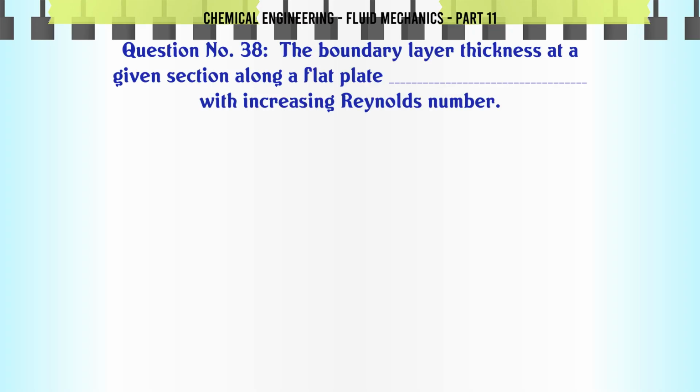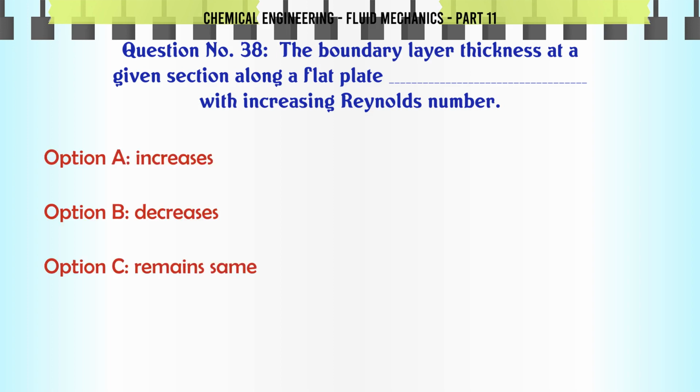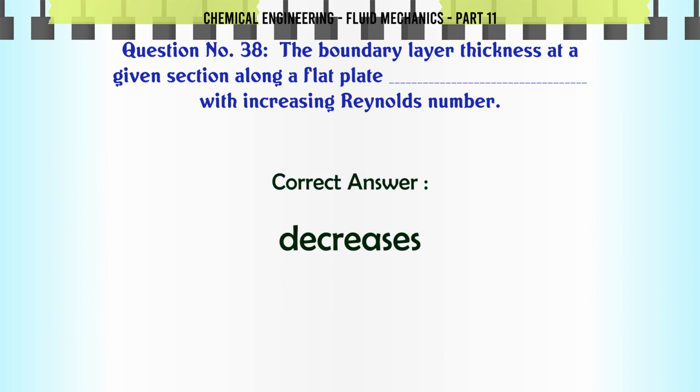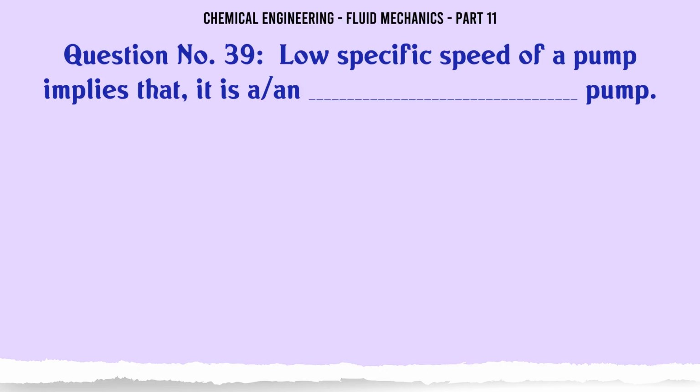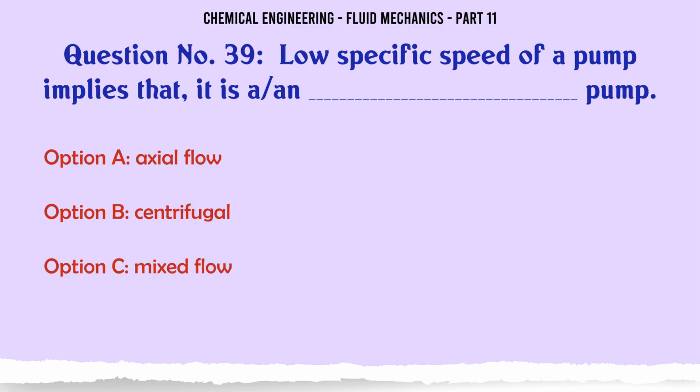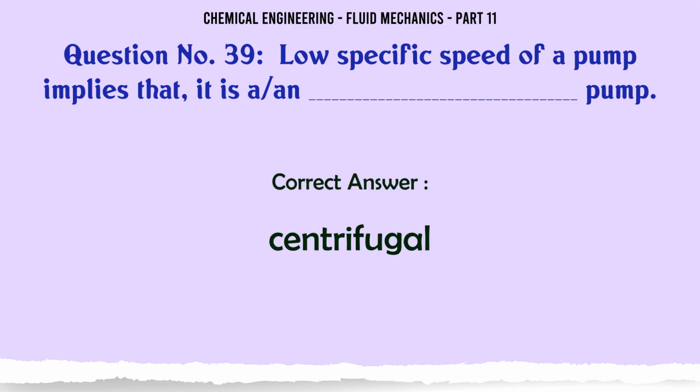The boundary layer thickness at a given section along a flat plate with increasing Reynolds number A. increases, B. decreases, C. remains same, D. may increase or decrease. The correct answer is decreases. Low specific speed of a pump implies that it is a ___ pump. A. axial flow, B. centrifugal, C. mixed flow, D. none of these. The correct answer is centrifugal.